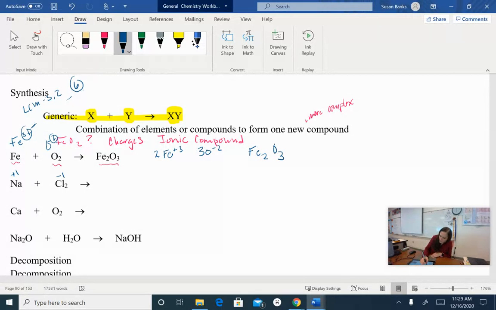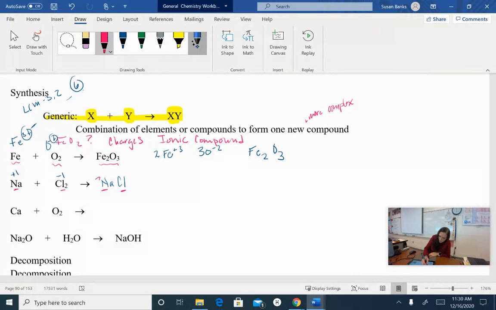1 sodium and 1 chlorine. +1 plus -1 equals 0. So there's our equation. Now, what we have to do is go back and balance this. So let's look at this. I've got 1 sodium and I've got 1 sodium. I'm okay here. I've got 1 chloride and I've got 2 chlorides and I've got 1 chloride.